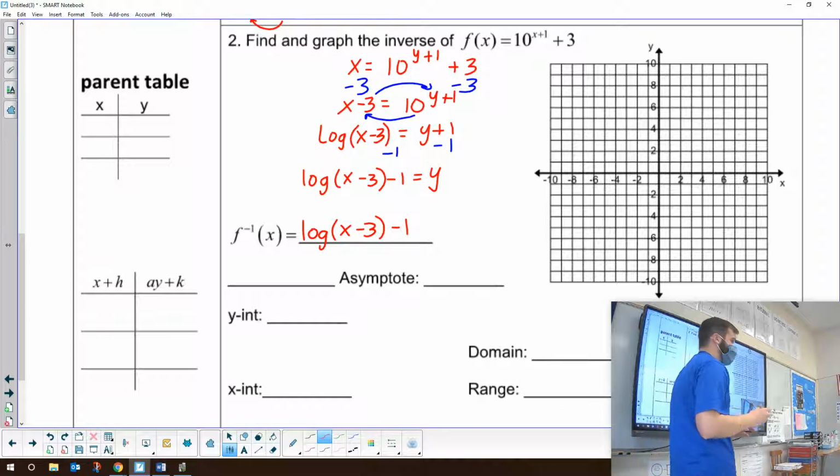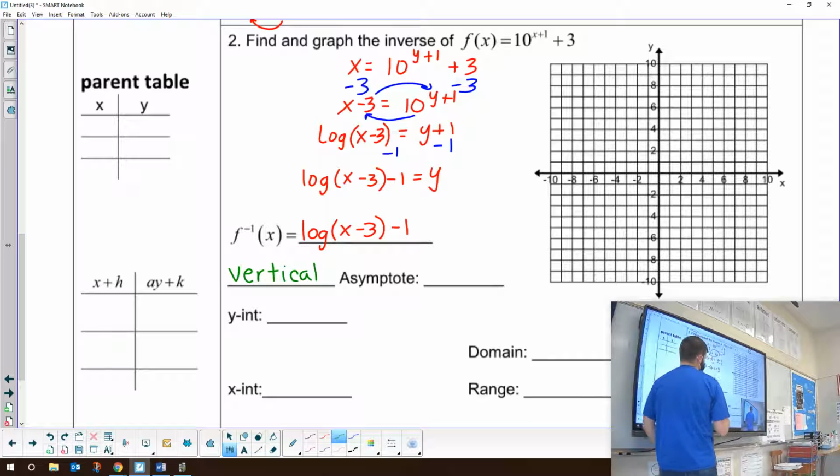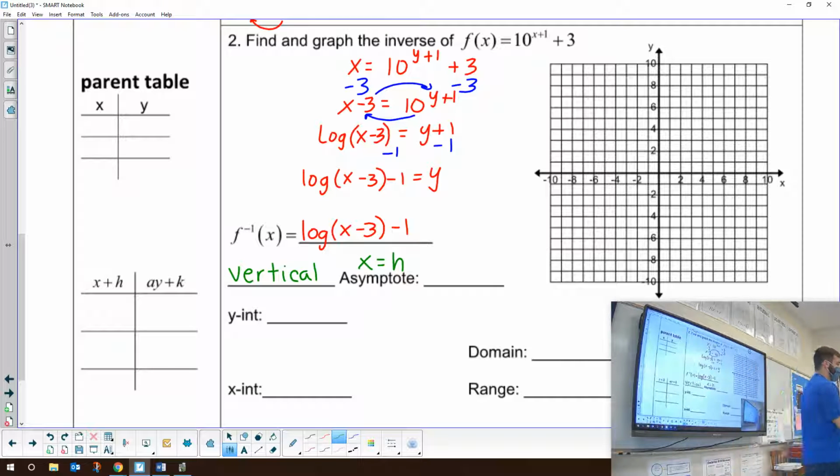Now, I want you to remember, a logarithm has a vertical asymptote. Think about that straight up and down L. It creates that vertical asymptote. And our vertical asymptote is x equals whatever my h is. And so in this case, my h looks like it's negative 3, but it's actually positive 3. So my x is going to be positive 3. And so we can actually draw that over here on my graph. I can have a vertical asymptote at x equals positive 3.